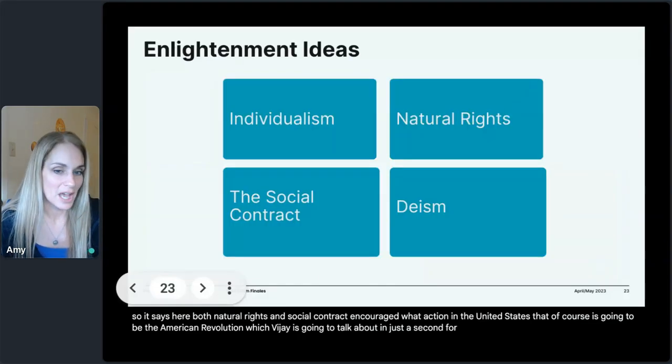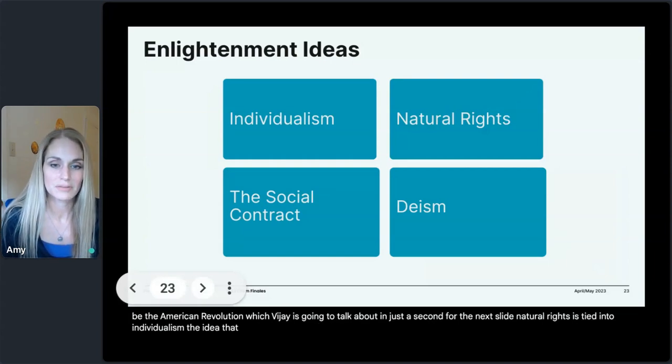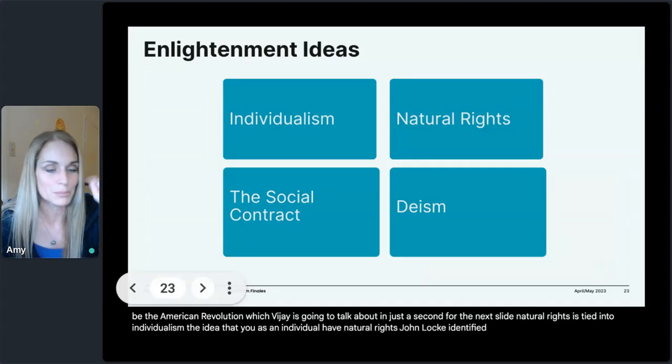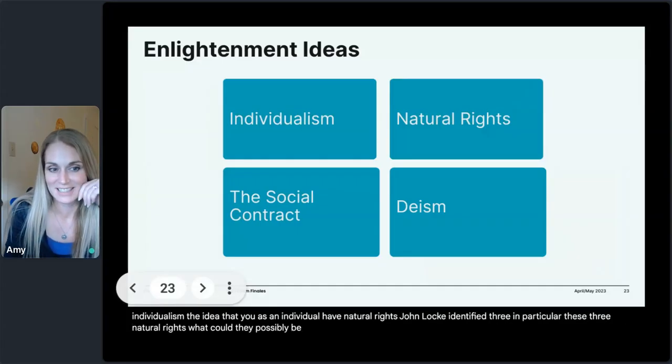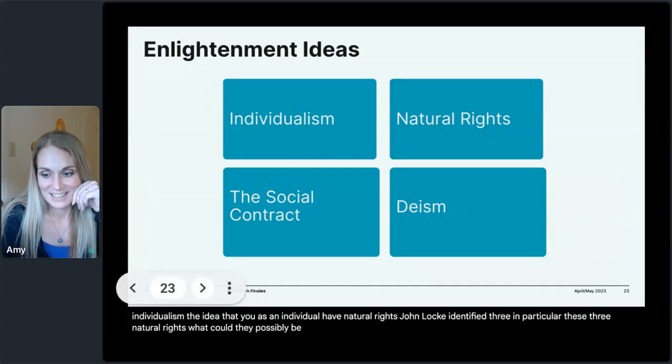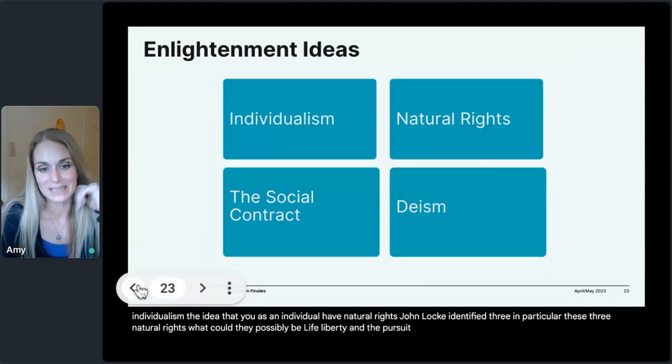For the next slide, natural rights is tied into individualism. The idea that you as an individual have natural rights. John Locke identified three in particular. These three natural rights, what could they possibly be?